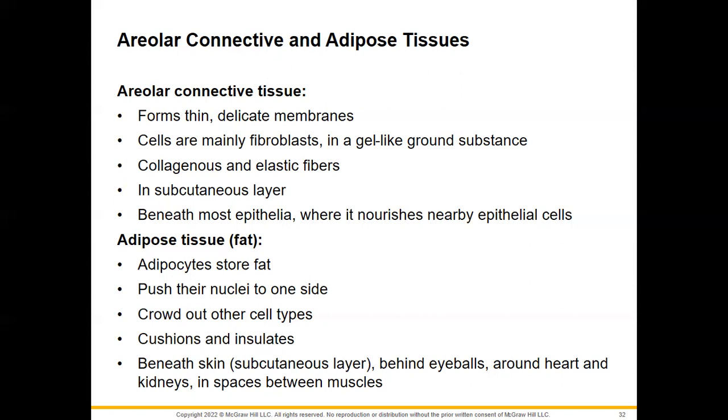You have fat around the heart. So anytime you see an image of a whole heart, usually you'll see this layer of yellow around it, or at least around some parts of it. That is that adipose tissue that surrounds, insulates, and cushions the heart. It also does the same thing in the kidney, and it fills up the spaces between muscles. So between different muscles that are layered on each other, you'll have some adipose tissue there to cushion, insulate, and protect that tissue.